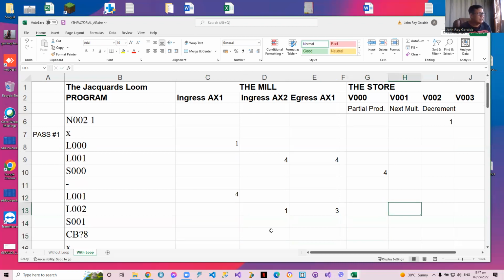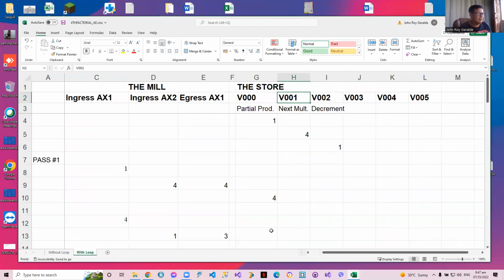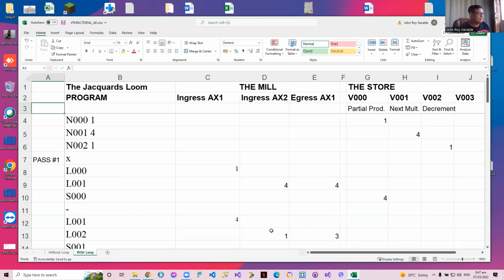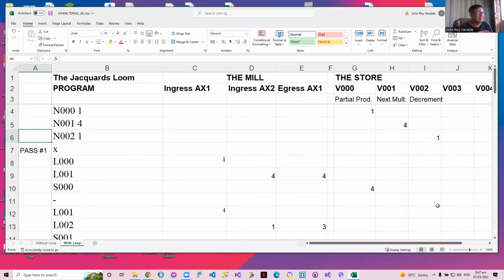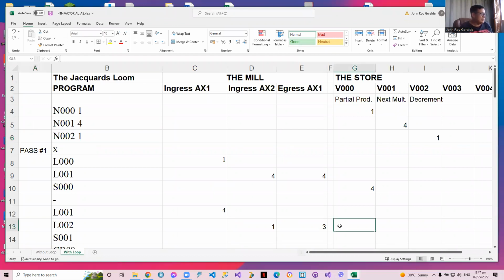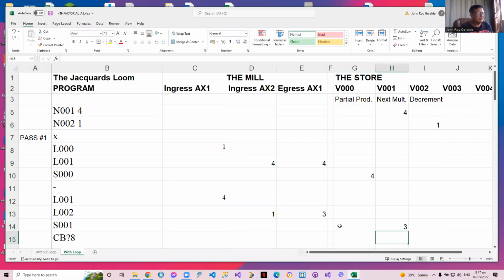S001, where is that? I'm sorry, I made this a little small. I'll expand this a little. Okay. So S001, this is 1. This will now become 3. So our current multiplier is 4. It now becomes 3. Any questions?